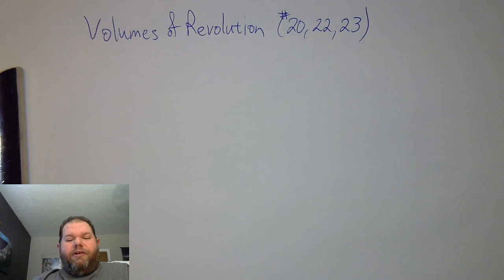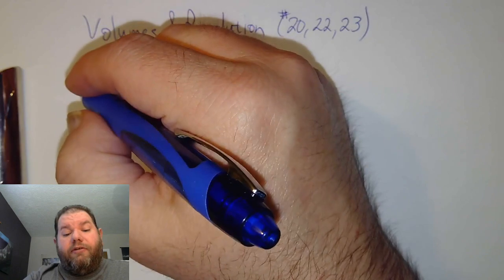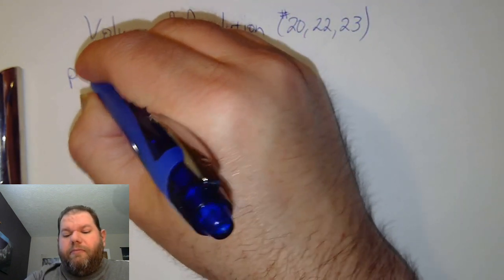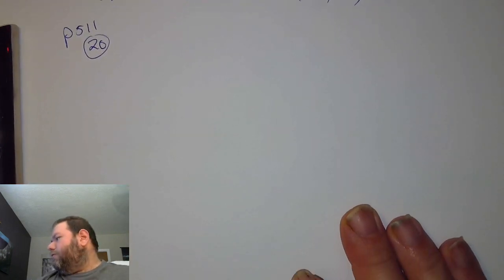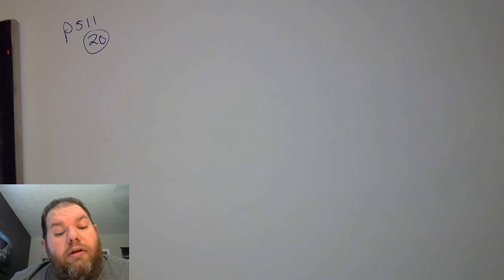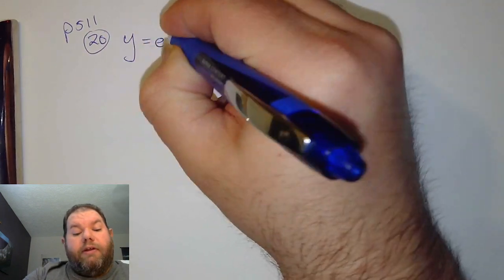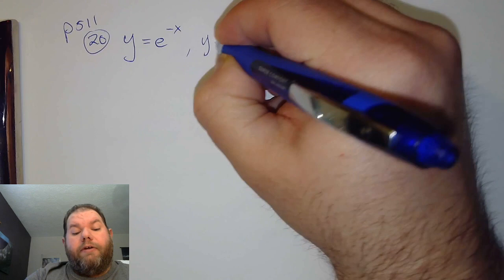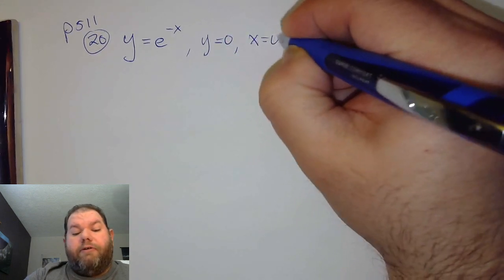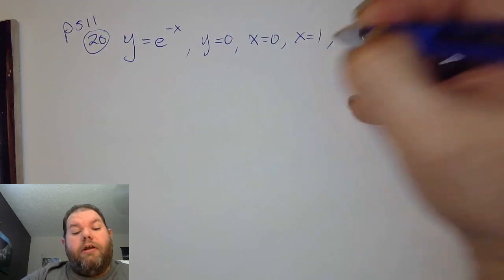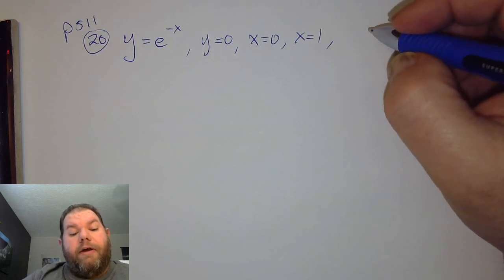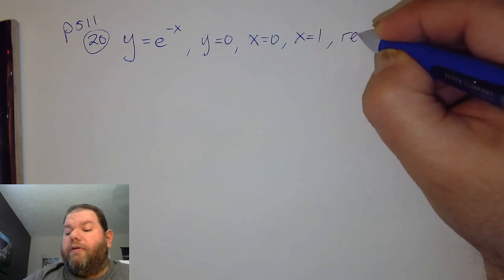Anyway, let's go ahead and look at these examples. So number 20, this is still on page 511. This is just the chapter review. Find the volume using the disk method, y equals e to the minus x, y equals 0, x equals 0, and x equals 1, and it's being revolved about the x-axis.